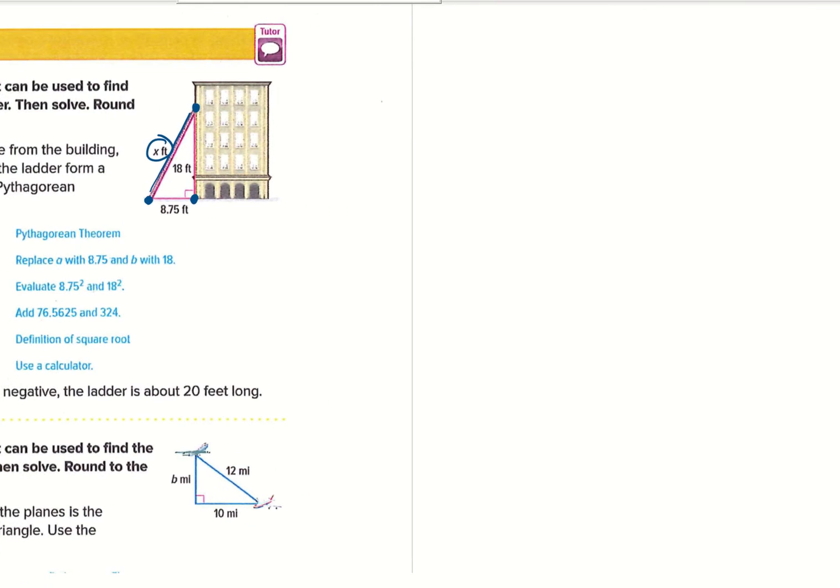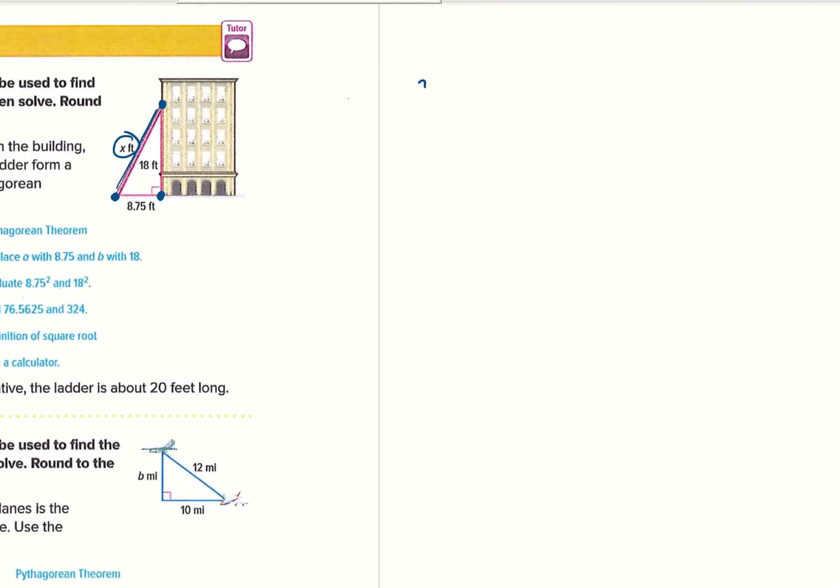Reminder, the Pythagorean theorem is a squared plus b squared equals c squared. Now I can plug in for a and b. We talked last class that it doesn't matter which of those two numbers we put for a, which one we put for b. So I'm just going to go ahead and put 18 for a, and then for b I'll put the 8.75. And there's our equation right there.